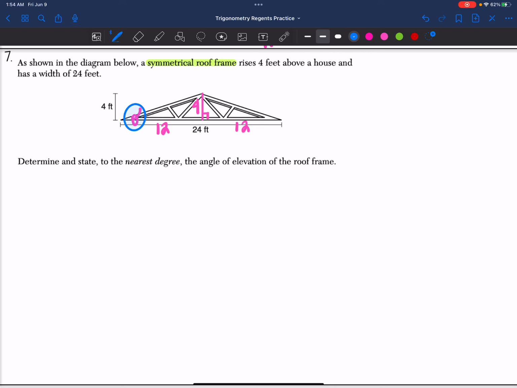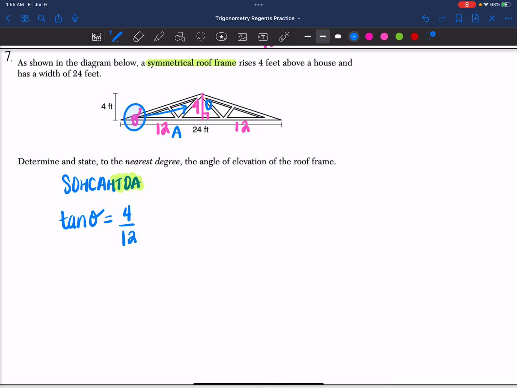Well, if I'm looking for my angle of elevation, that's going to be where I'm standing. And I'm just going to label my diagram. So what's across from my angle is opposite. And then this will be adjacent. So if I'm looking for that angle, I need to figure out which function I'm going to use. And what function uses opposite and adjacent? Well, that's going to be my tangent. So the tangent of theta is equal to opposite, which is 4 over 12.